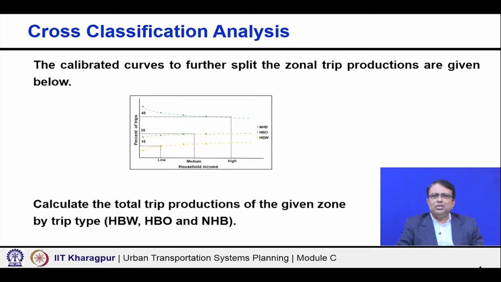So, what do we want here? We want to see how we can calculate the total productions of the given zone by trip type. Trip type means how many are home based work, how many are home based other and how many are non home based trips. So, let us look at the solution part.